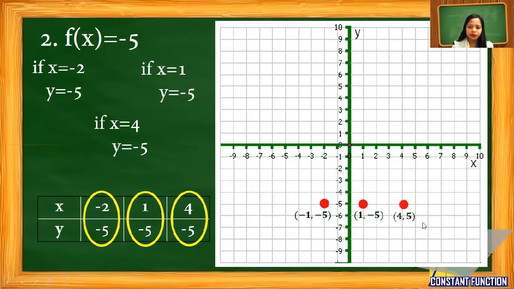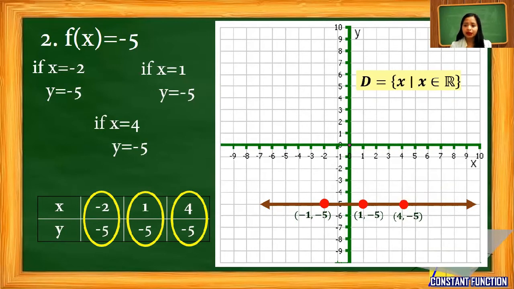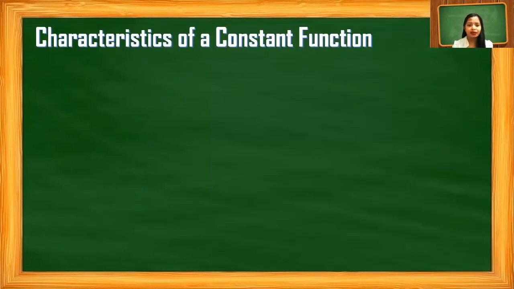And the last point: the value of our x is equal to 4 and the value of our y is equal to negative 5. So if we connect these points, we have this graph of f of x is equal to negative 5, where the domain is any real number and the range is equal to negative 5. So got it? Now let's proceed to the characteristics of a constant function.